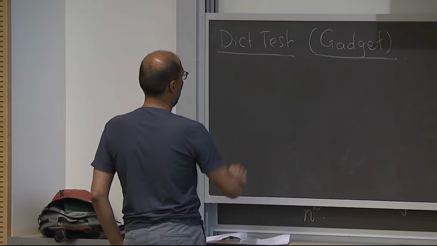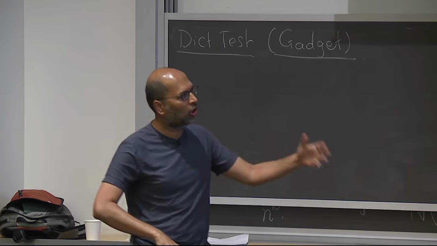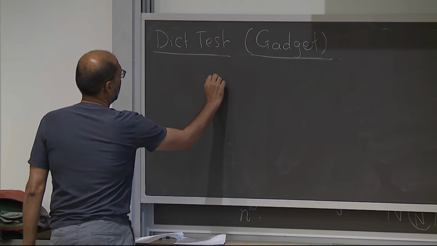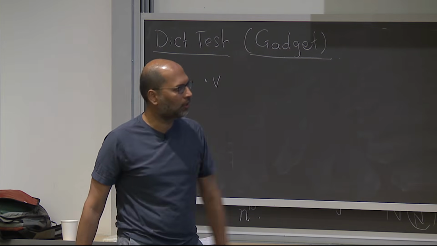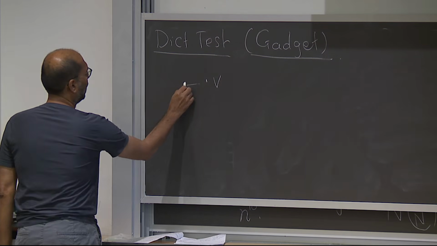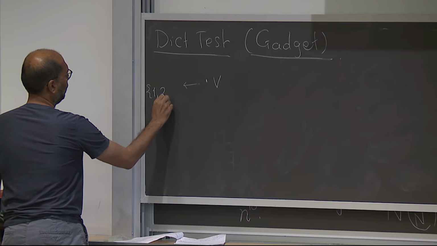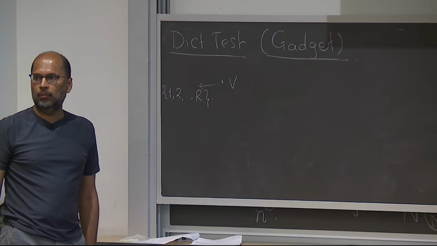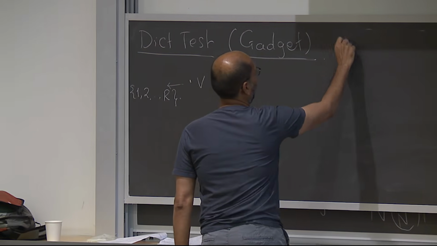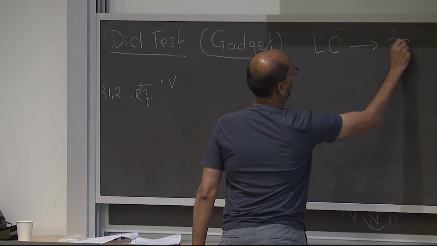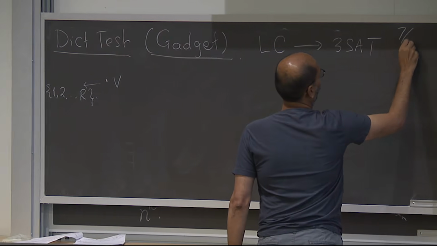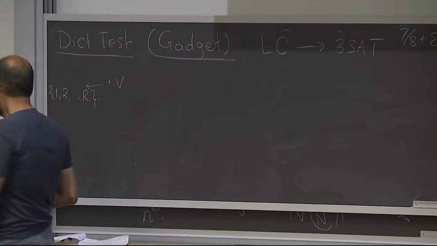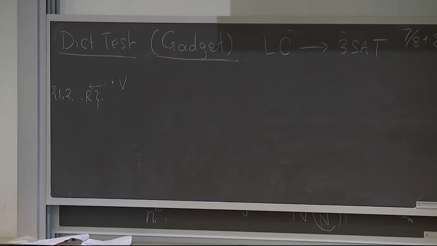So the intention is the following. You want to build something on top of label cover, right? Now label cover is a labeling problem. So there is a vertex called V in the label cover instance, and this is supposed to get a label from integers 1 up to R, right? And I'm trying to, let's say, reduce label cover to 3-SAT. And let's say my goal is to show that 3-SAT is 7/8 plus epsilon hard. Okay? And right now I'm just trying to build a gadget.